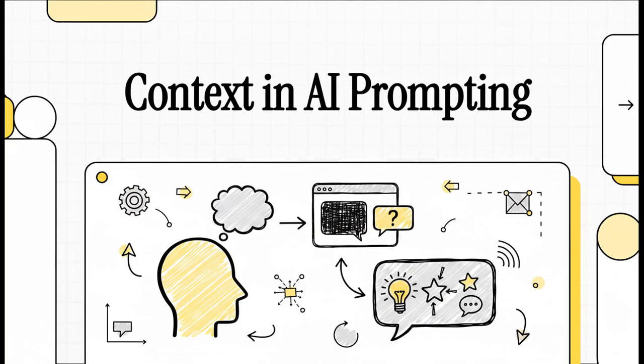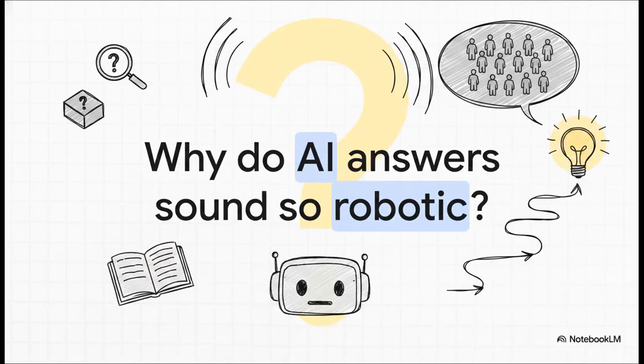But today, we are going to fix that for good. We are diving deep into the fascinating art of context in prompt engineering, specifically looking at some really incredible Phase 2 techniques that will instantly transform your AI outputs from robotic to remarkable. Let's get into it. So, first things first, why exactly do AI answers sound so robotic in the first place?